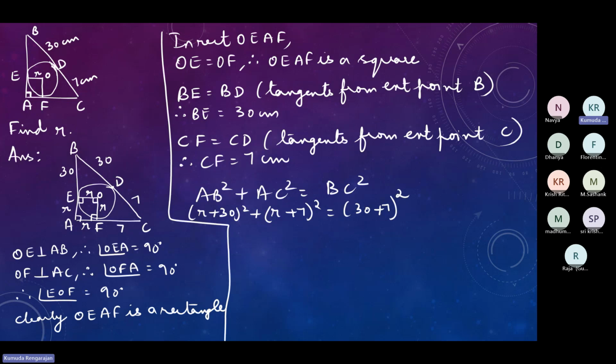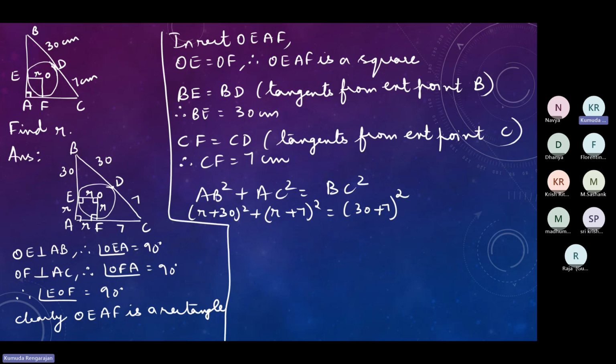Angle E is 90 because radius is perpendicular to tangent. Angle F is 90 degrees, same reason, radius perpendicular to tangent. Angle A is 90 degrees, given. So the fourth angle of the quadrilateral will also be 90. Three angles are 90 degrees, so the fourth angle is 360 minus 270, 90 degrees.